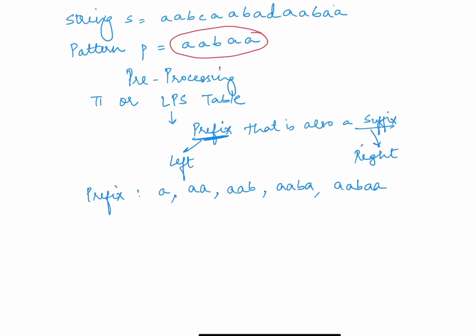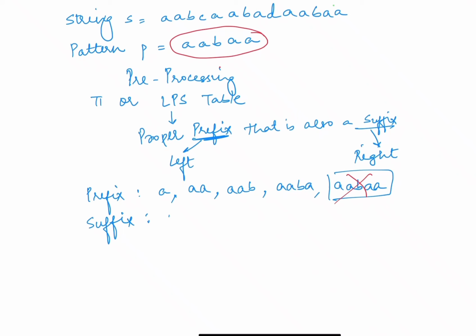But in this KMP algorithm, we are interested in a proper prefix. When I say proper prefix, a proper prefix means a prefix that is not the actual string. So this becomes your actual string, so we will discard it. We are just interested in the ones that are the proper prefixes and suffixes which are not the original string.